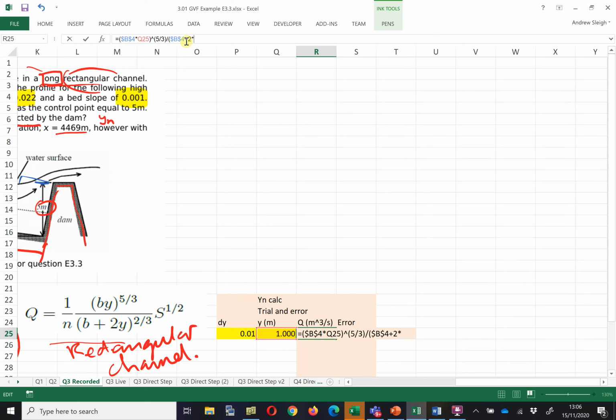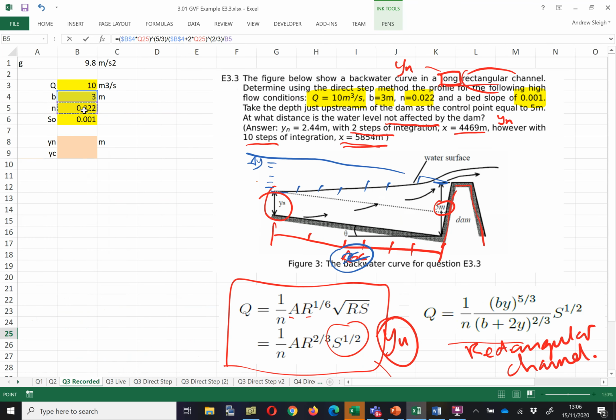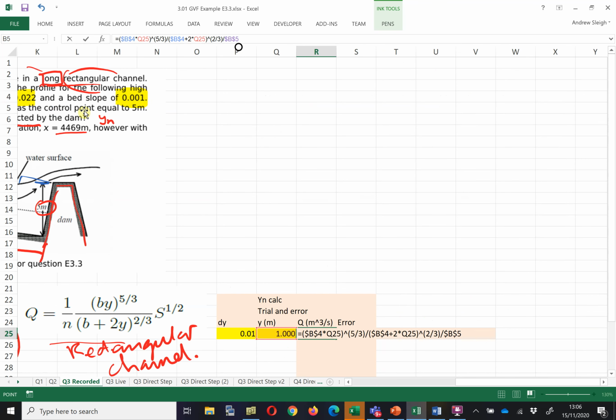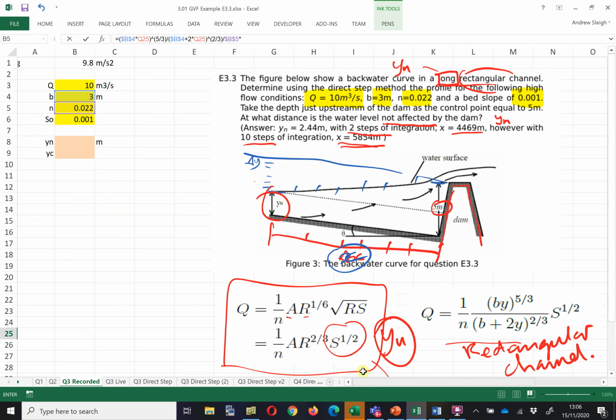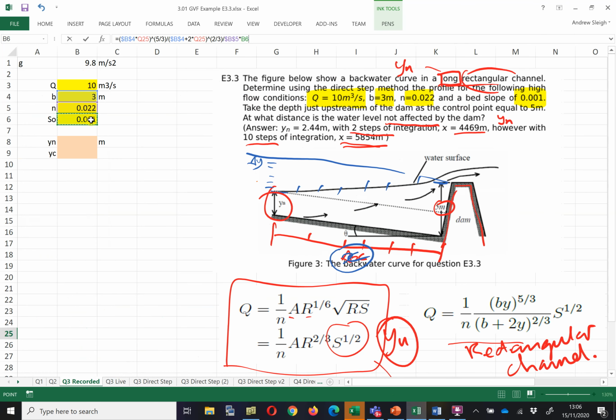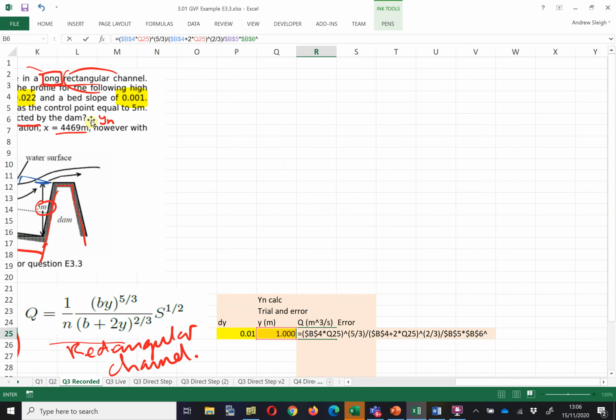Plus 2 times y, bracket all to the 2/3. We need to divide that by n, so we need to go and find n, fix that. Then we need to multiply it by the slope, all square rooted. Oh, we need to fix it first. All square rooted. So 1 gives us a Q of 3 meters.